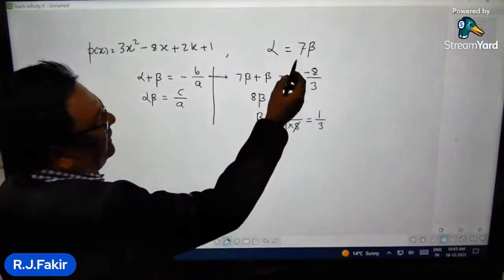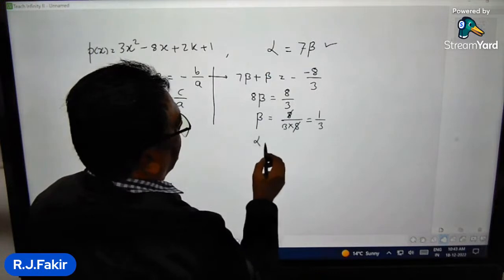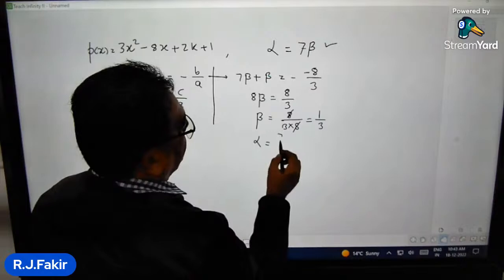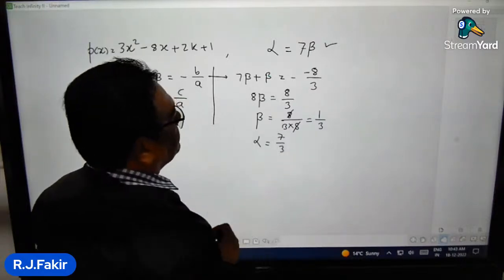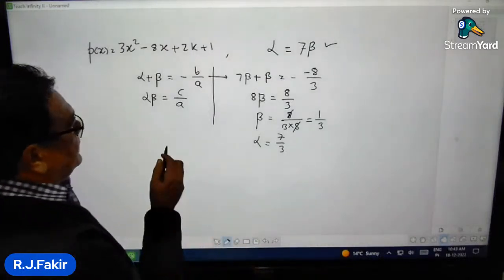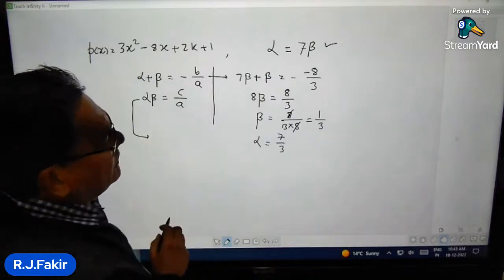So we can also calculate alpha by using this relation. Beta is 1 by 3, and what about alpha? It will be 7 times this value, so it will be 7 by 3. Now come back to the other relation. This relation we also have. Now we have both the values for the zeros.